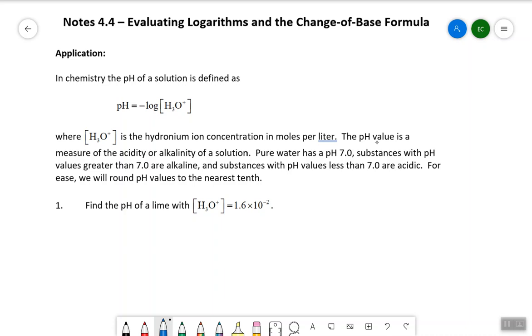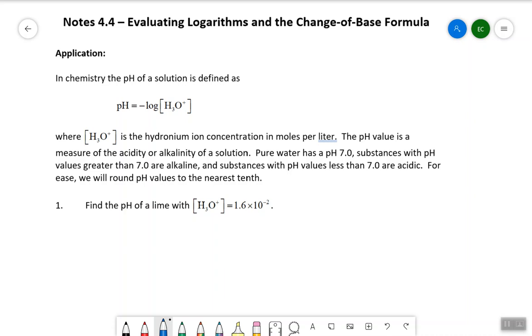You may know that pH values measure acidity or alkalinity of the solution, and that pure water has a pH of 7.0. So substances with pH values greater than 7 are alkaline, and substances with pH values less than 7 are acidic.